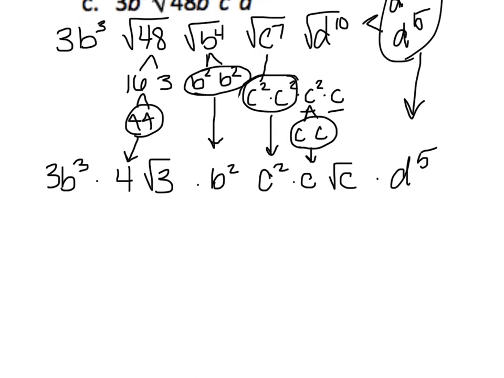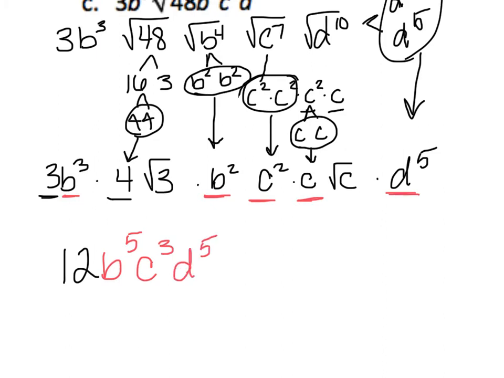So now I'm going to put the numbers together, the variables outside the roots, and the variables and numbers inside the roots. So I got 4 times 3, which is 12, b to the 3rd, b to the 2nd, which is b to the 5th, c to the 2nd, and c, which is c to the 3rd, and then I got a d to the 5th.